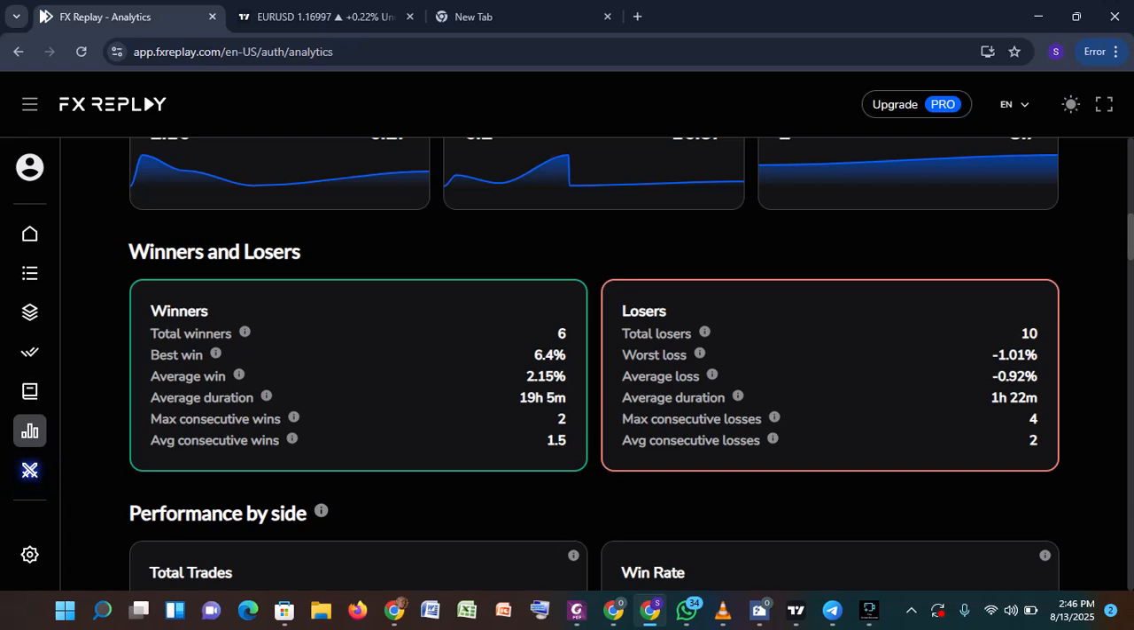Having a higher or lower win rate, at the end of the day, what is going to save you is your risk reward ratio. What matters is how much you lose when you lose a trade, and how much you win when you win a trade, right? My best win is 6%, and my worst loss ever is minus 1%.